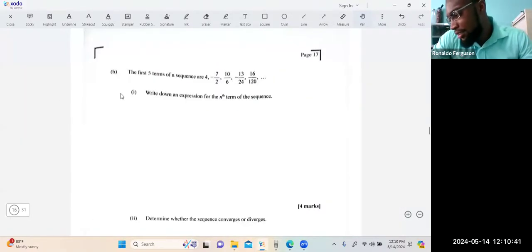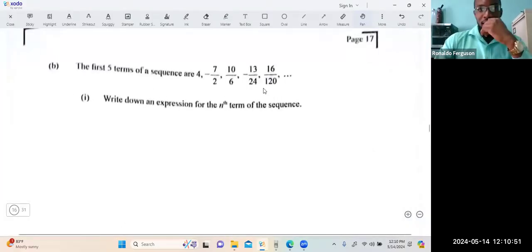All right. So right here now, they ask us to find the first 5 terms of this sequence. My back is hurting.